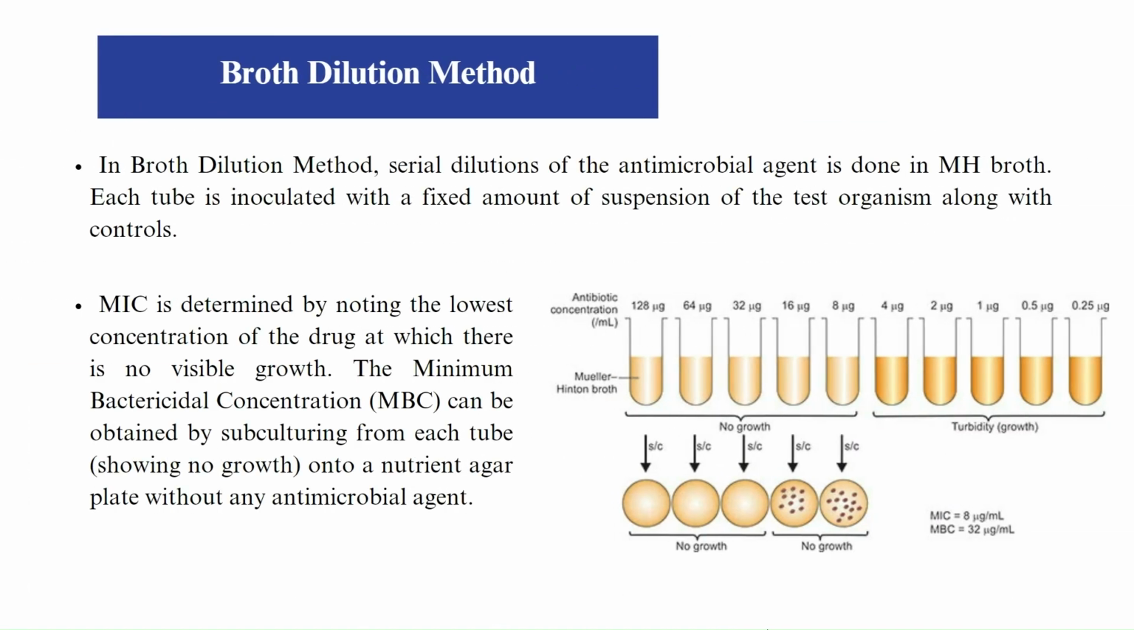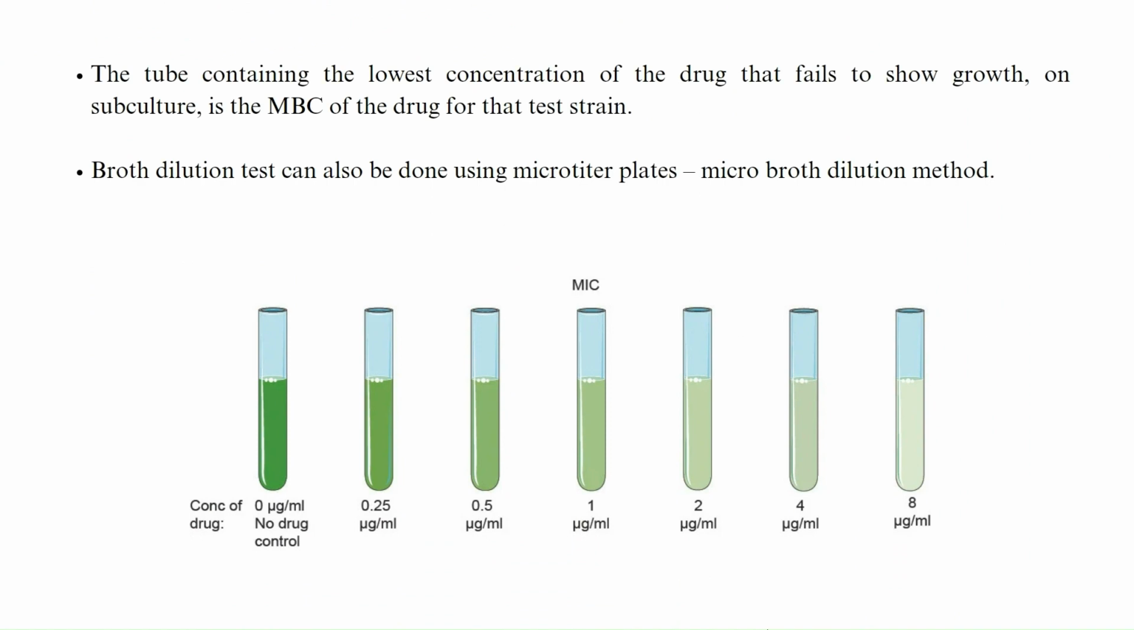In broth dilution method, serial dilutions of the antimicrobial agent are done in MH broth. Each tube is inoculated with a fixed amount of suspension of the test organism along with controls. MIC is determined by noting the lowest concentration of the drug at which there is no visible growth. The minimum bactericidal concentration, MBC, can be obtained by subculturing from each tube showing no growth onto a nutrient agar plate without any antimicrobial agent. The tube containing the lowest concentration of the drug that fails to show growth on subculture is the MBC of the drug for that test strain.